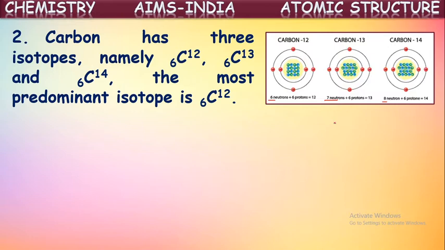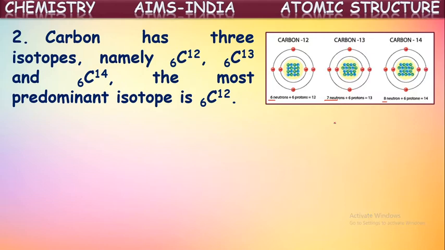Such atoms of an element which have the same atomic number but different mass numbers are called isotopes. So the isotopes of carbon are three: carbon-12, carbon-13, carbon-14. Out of these, the most commonly existing carbon in nature is carbon-12. The remaining two are rarely existing. Just like for hydrogen, where protium is mostly available, here for carbon also, carbon-12 is mostly existing. The remaining two are rarely existing.